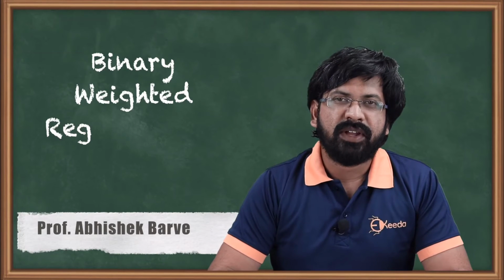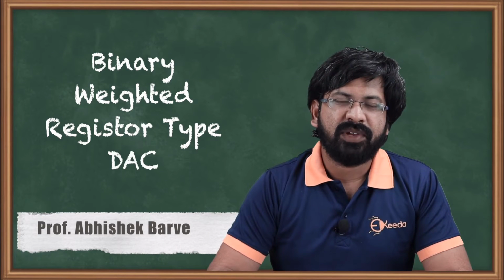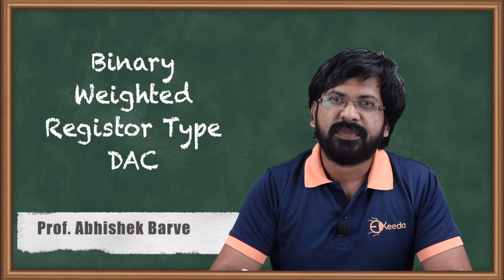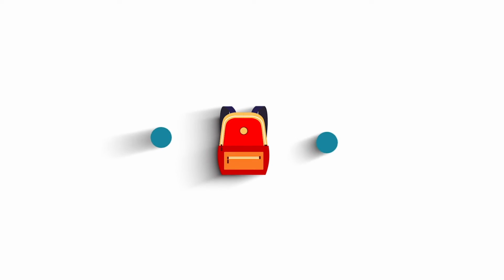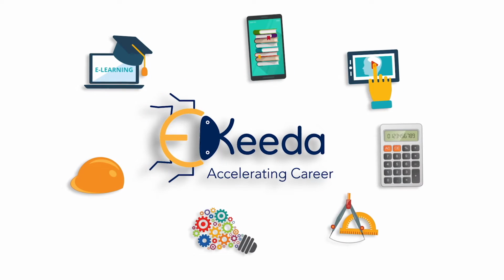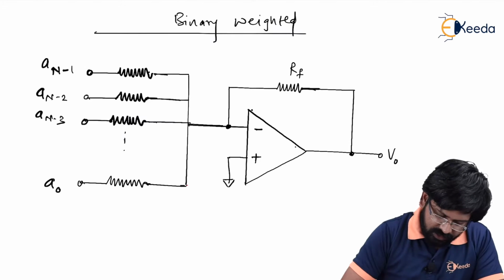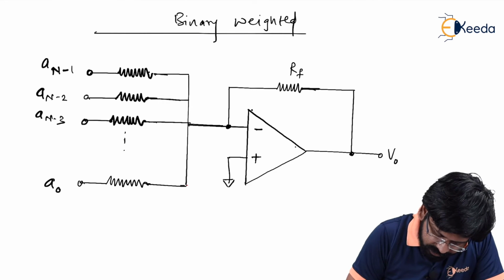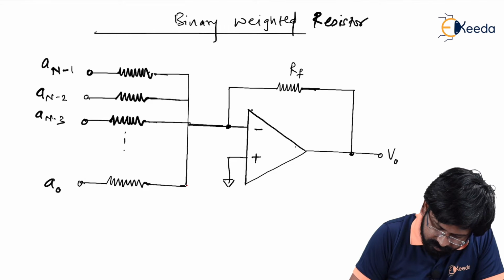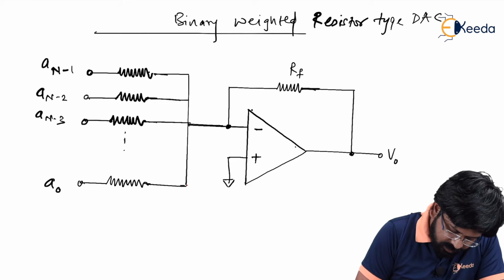Hello friends, now we are going to start with DAC and we are going to start with a very first type, that is binary weighted resistor type DAC. So the topic is your binary weighted resistor type DAC, and let us assume this is n bit.